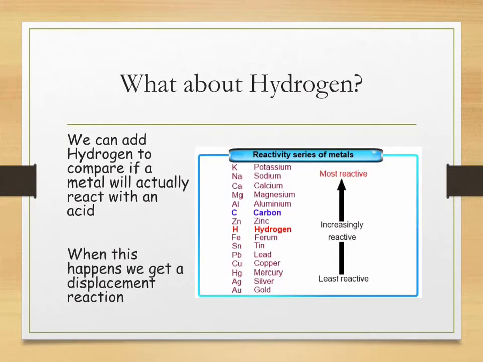We can also include hydrogen in the reactivity series. Hydrogen fits above iron, but below zinc. It is less reactive than carbon. This allows us to work out if a metal will react with an acid. If the metal is more reactive than hydrogen, then a displacement reaction will take place and the metal will react with the acid.